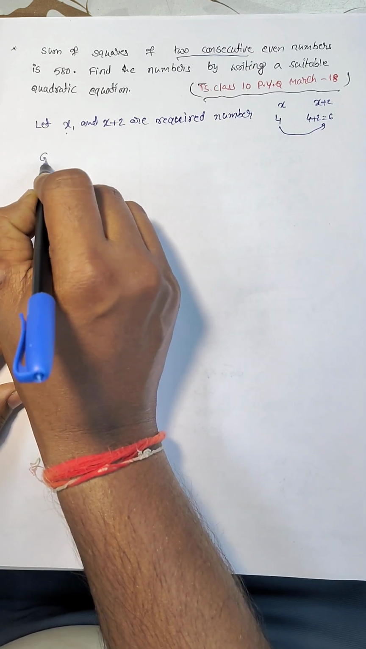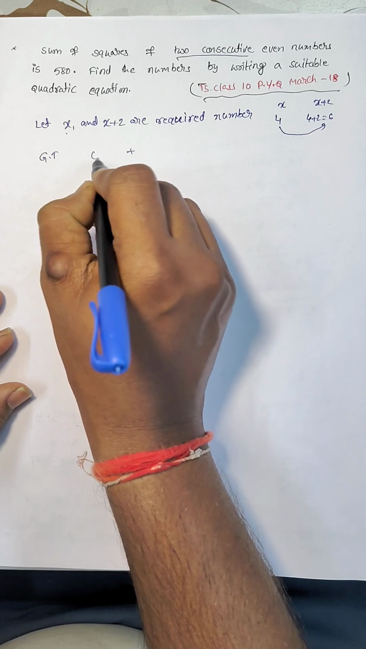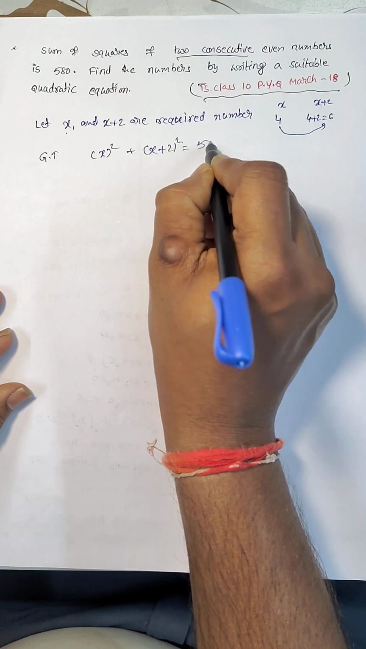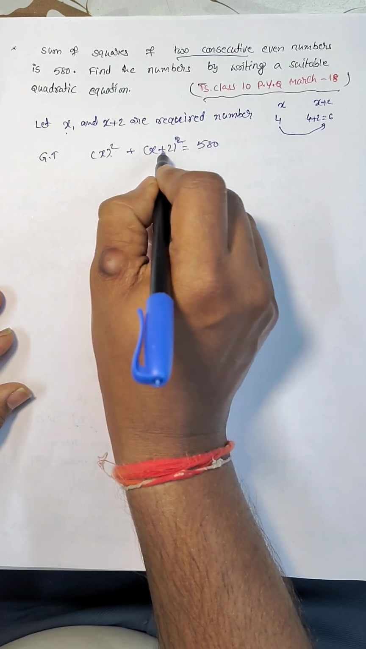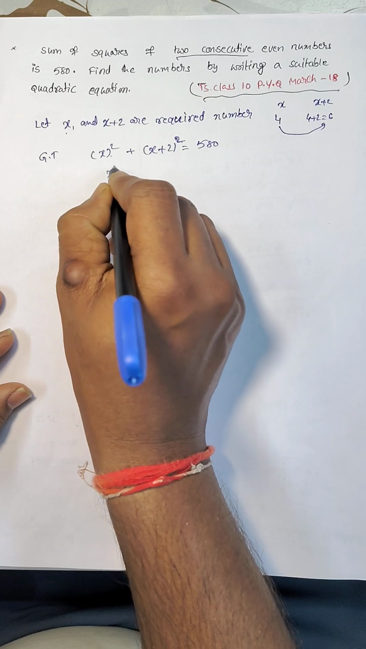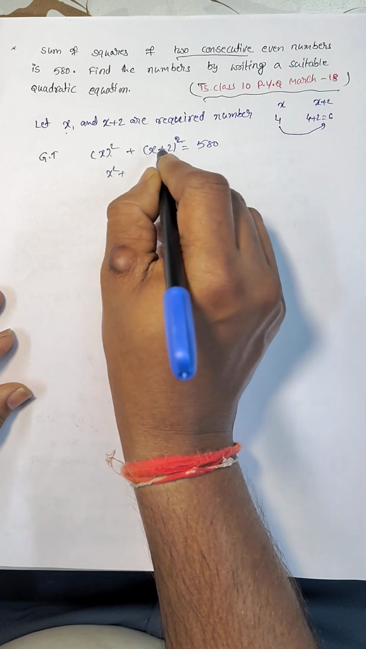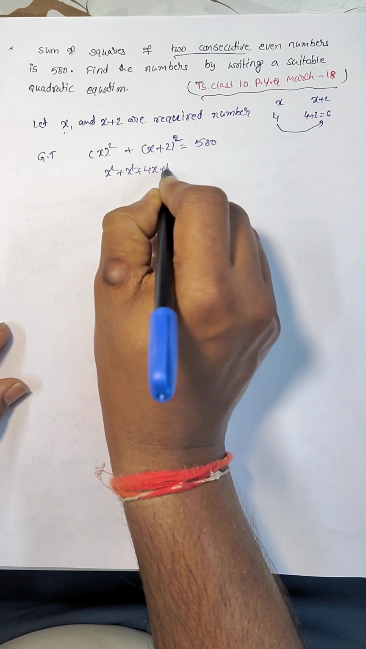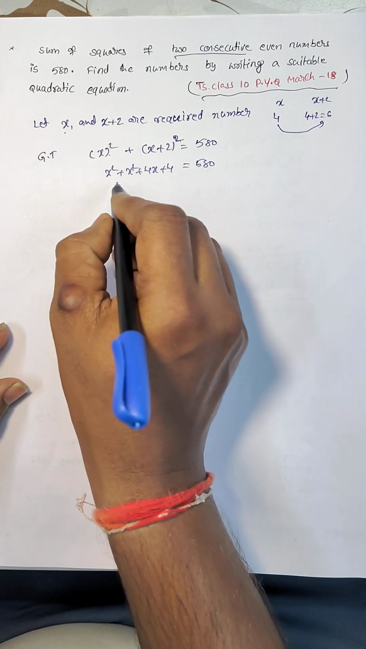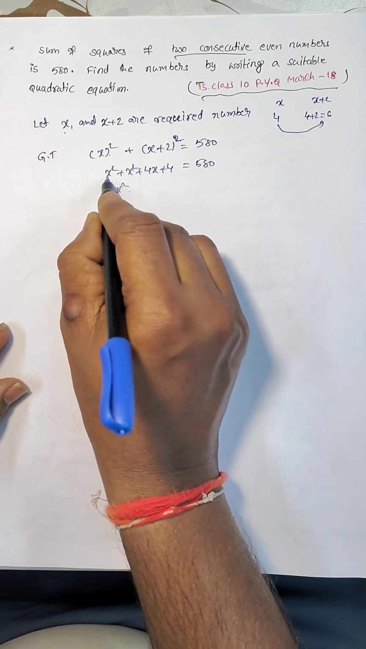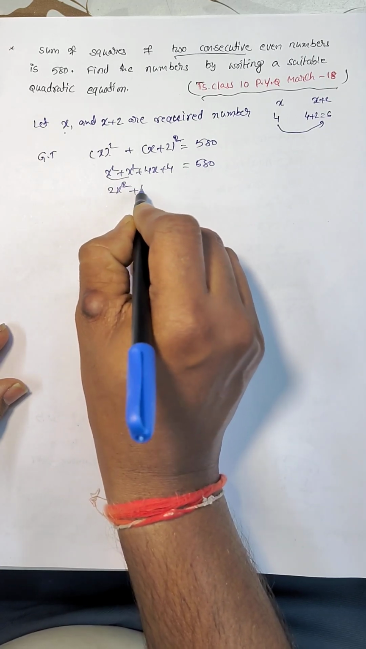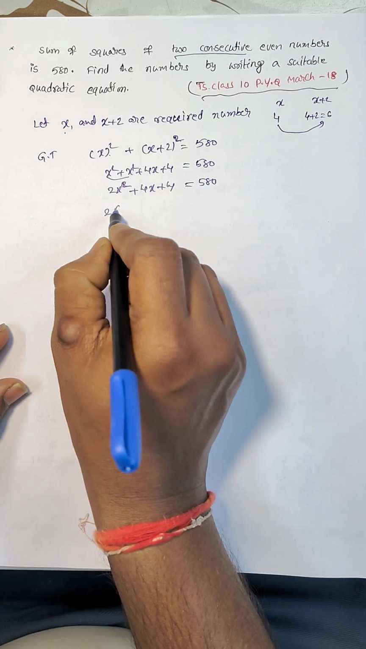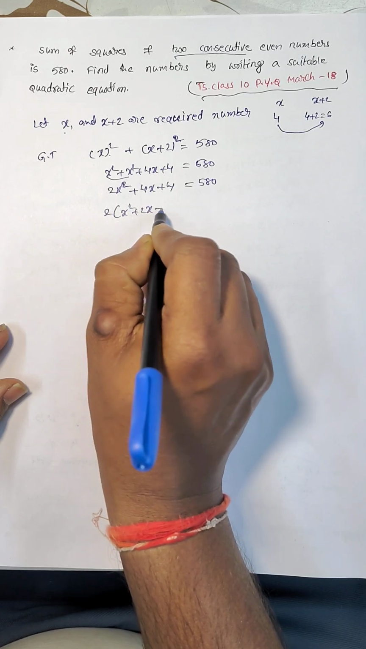And what else they have given? We have been given that the sum of the squares of these two consecutive even numbers is 580. That means adding the squares of these two even numbers, you will get 580. That means x square plus, this is in the form of a plus b whole square, and I'm elaborating it, x square plus 4x plus 4, that gives you 580. Now this can be written as x square plus x square, 2x square plus 4x plus 4 gives you 580.